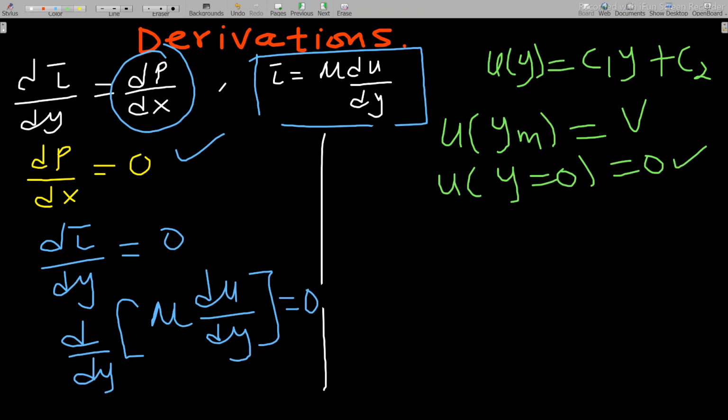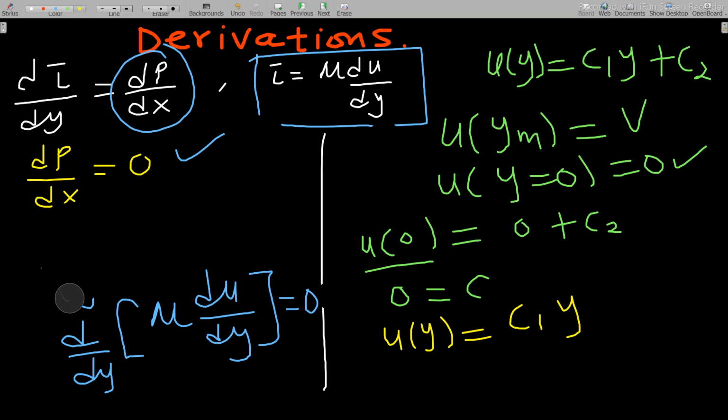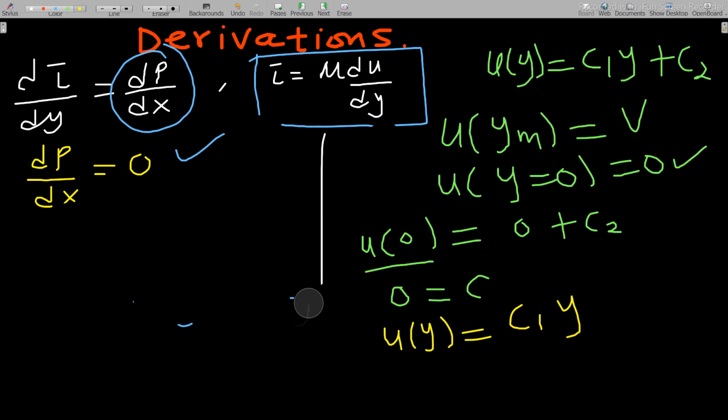Now let's put the second condition in, and we get u of zero is equal to c1 times zero, so we get zero. Wherever you see y, you put zero, so you get zero plus c2, and we are saying that this is equal to zero, so zero is equal to c2. Now our velocity equation reduces to something like this. u of y is now equal to c1 y, since c2 is zero. But I'm saying that the velocity at y max is not zero, but some velocity v. So let's look at that one and see if we can find our c1.